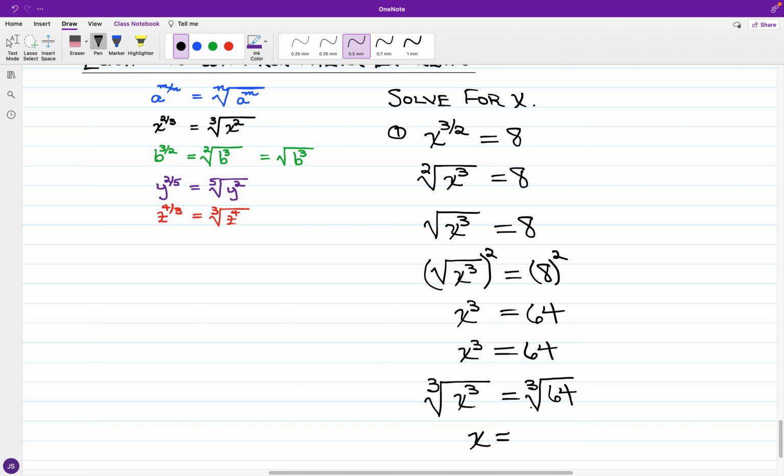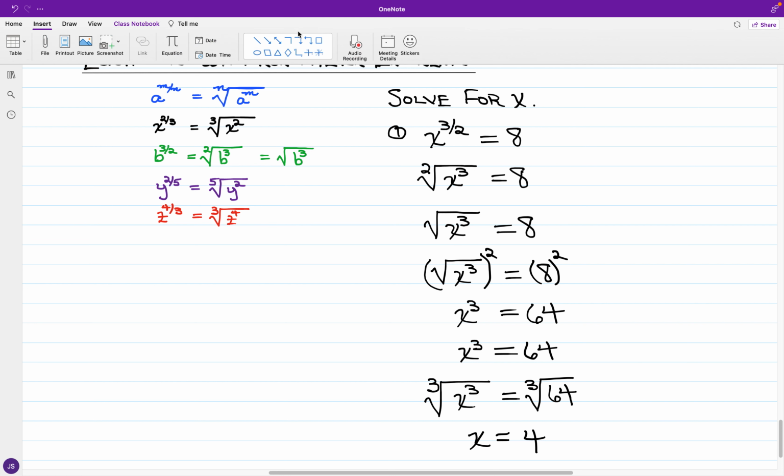And 64 is one of those special numbers that is simultaneously a perfect square and a perfect cube. 64 is going to be the square of 8, but also 64 is going to be the cube of the number 4. And so in this case we have x is equal to 4.